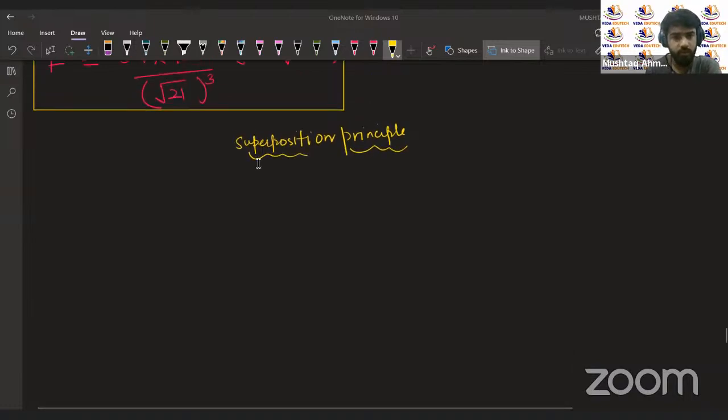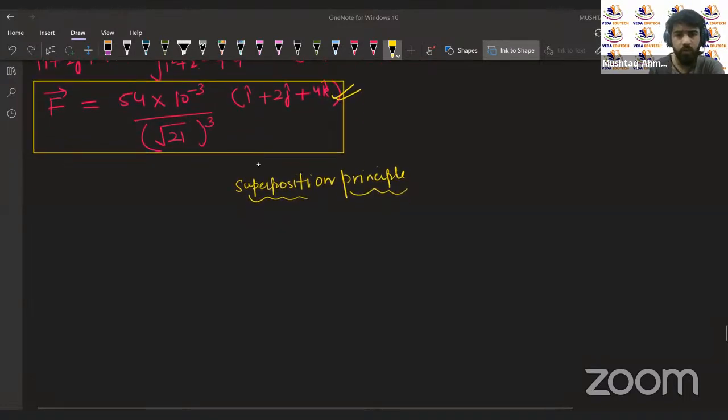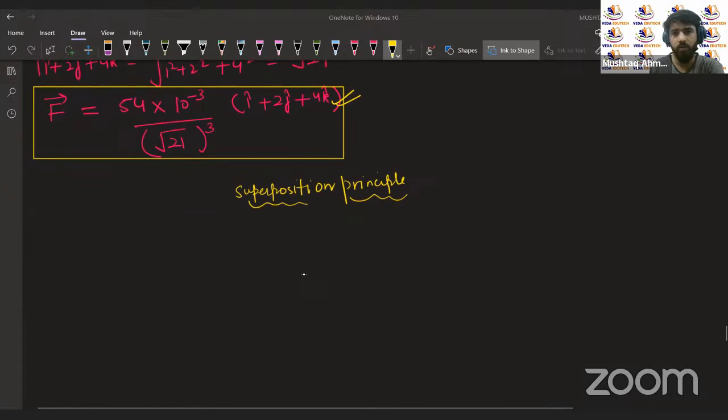In the last class, we discussed the vector form of Coulomb's law. The vector form was about two charges placed in a Cartesian coordinate system, and how we calculate the force acting on the two charges in vector form. The vector form of Coulomb's law gives us not only the magnitude of the force acting on the two charges, but also the direction of the force on the two charges.